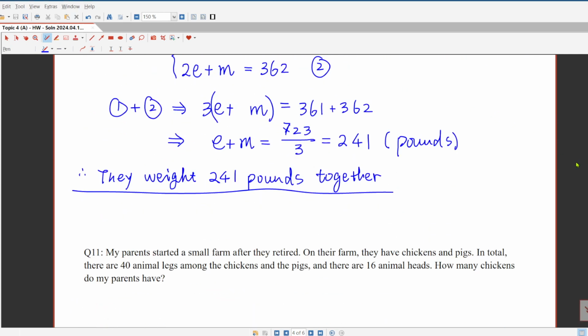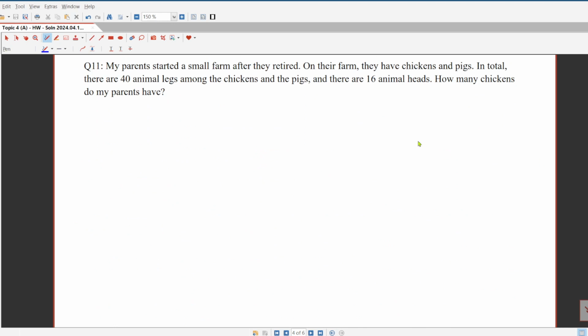Okay, next question, number 11. My parents started a small farm after they retired. On their farm, they have chickens and pigs. In total, there are 40 animal legs among the chickens and the pigs, and there are 16 animal heads. How many chickens do my parents have? Okay, so what we don't know here is the number of chickens and pigs, right? And the question really asks you to find the number of chickens.